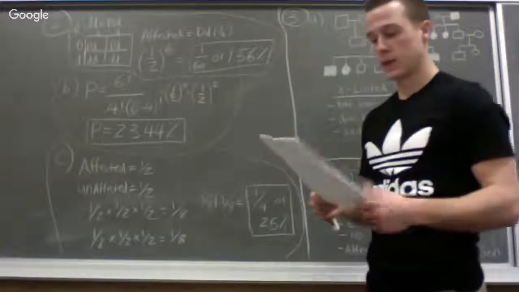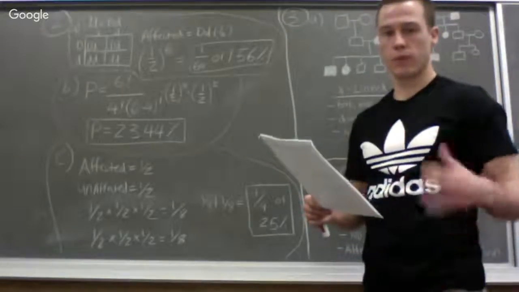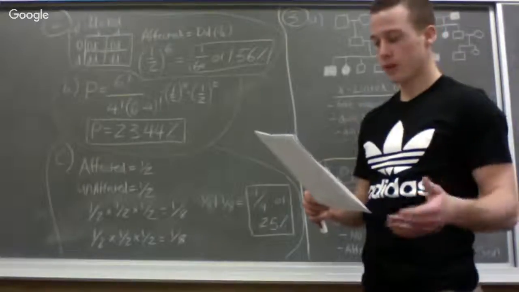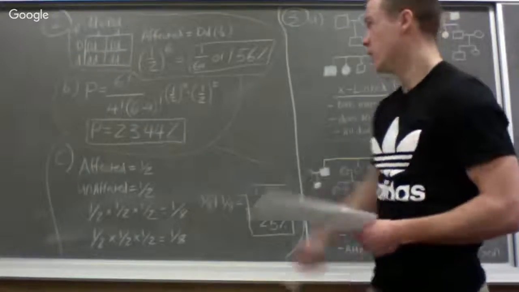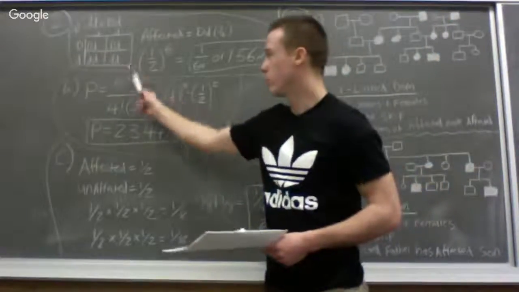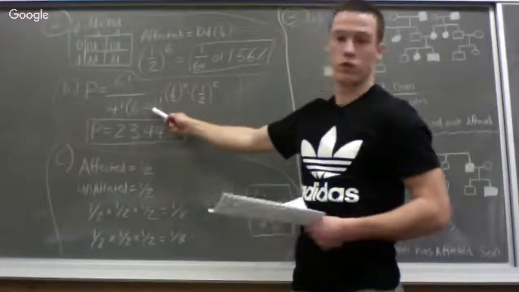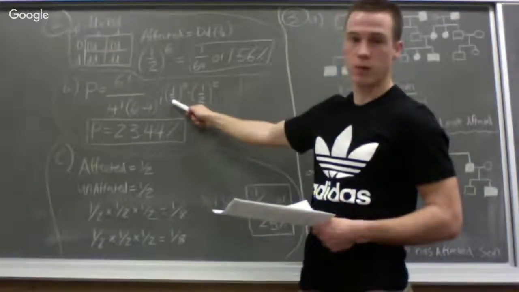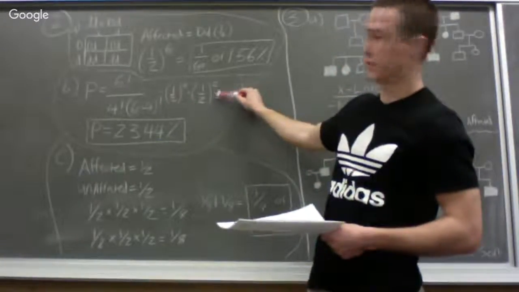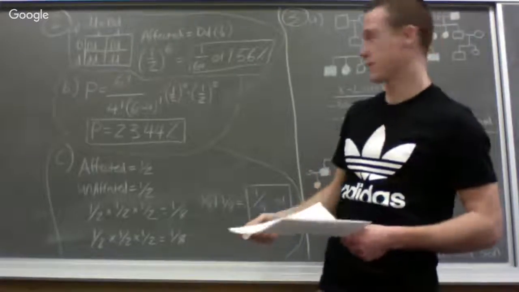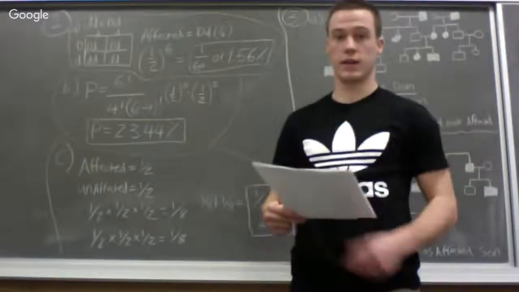Letter B is, what is the probability that 4 children will be unaffected and 2 will be affected? So it's asking us for 4 and 2 without a specific order that this has to happen in. So we're going to use the binomial expansion equation. We have 6 factorial, the total number of outcomes, divided by 4 factorial, those who will be unaffected, times 2 factorial, those who will be affected, times 1/2, the probability of those unaffected, raised to the 4th power, the number of that happening, times 1/2, the probability of being affected, raised to 2, the number of events that we want to happen. And when we do the math for this, I got 23.44% that 4 would be unaffected and 2 would be affected.